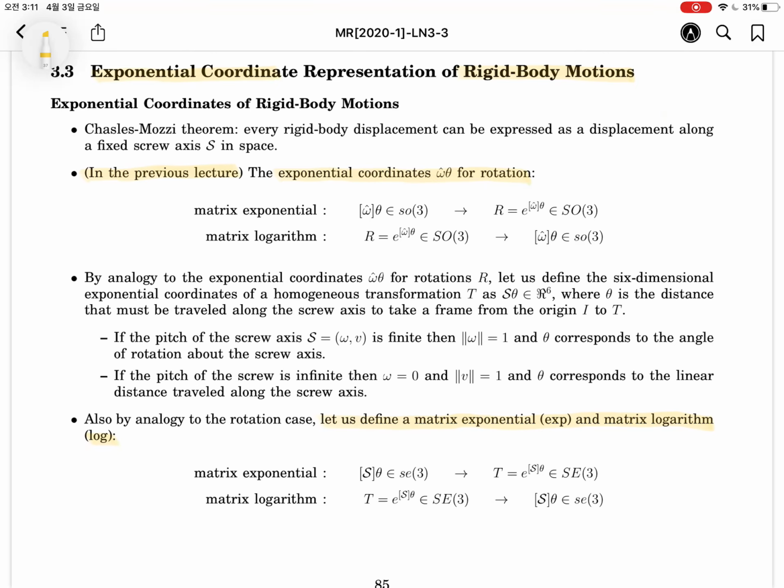In the previous lectures, for a given matrix form of rotation axis, if we take the matrix exponential, then we will get the rotation matrix. On the contrary, if we take the matrix logarithm of the rotation matrix, then we will get the matrix form of rotation axis times rotation angle. From here, we can extract the exponential coordinate omega theta.